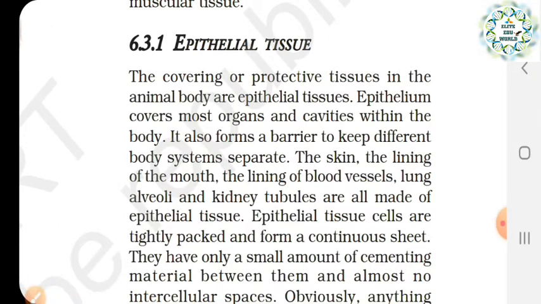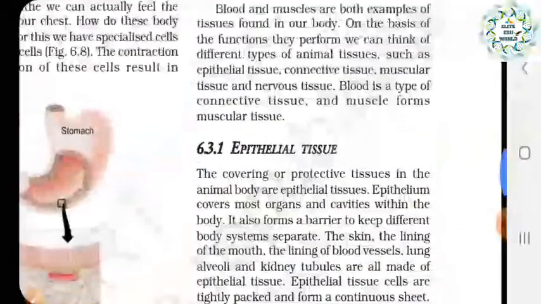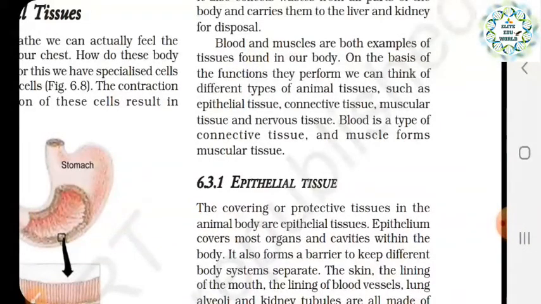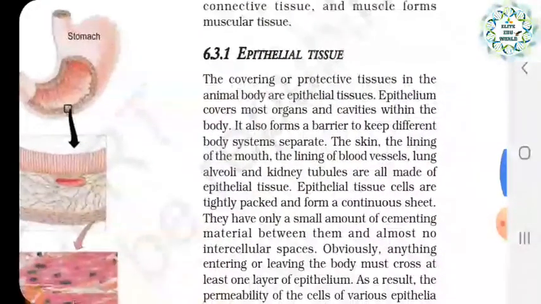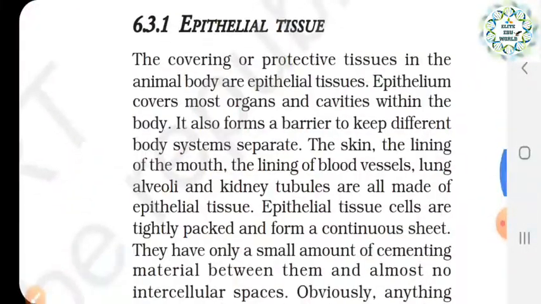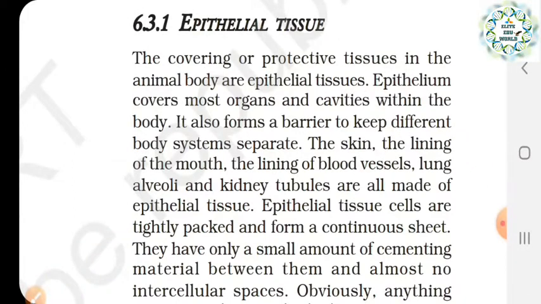So these are all different locations. On the basis of different locations, they have different types of tissues, and on the basis of their structure, they also have different functions. Now one by one we will start to study the different examples of animal tissues. Number 1, we will see epithelial tissue. We already know it is the outermost covering of the body. It is a covering or protective tissue in the animal body.